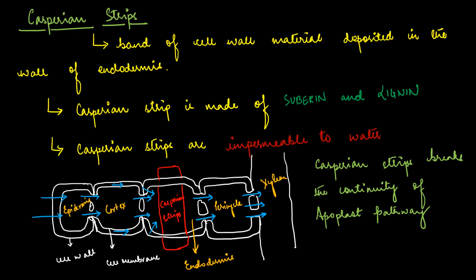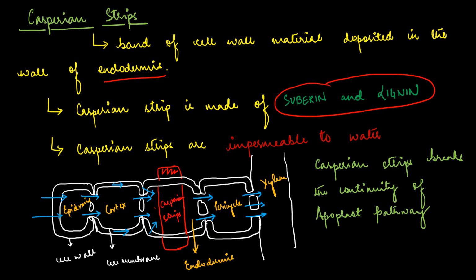Now, if you see, Casparian strips are a band of cell wall material deposited in the wall of the endodermis. So, if you see in the diagram itself, this is epidermis, cortex, EC whole square. Epidermis, cortex, endodermis, Casparian strips. Just within the endodermis, there are cells known as Casparian strips. Why is it unique from others? Because this Casparian strip is made up of suberin and lignin, right? As it is made up of suberin, which the rest of the cells do not have, right? As this cell is made up of suberin, it does not allow the water to pass through it.